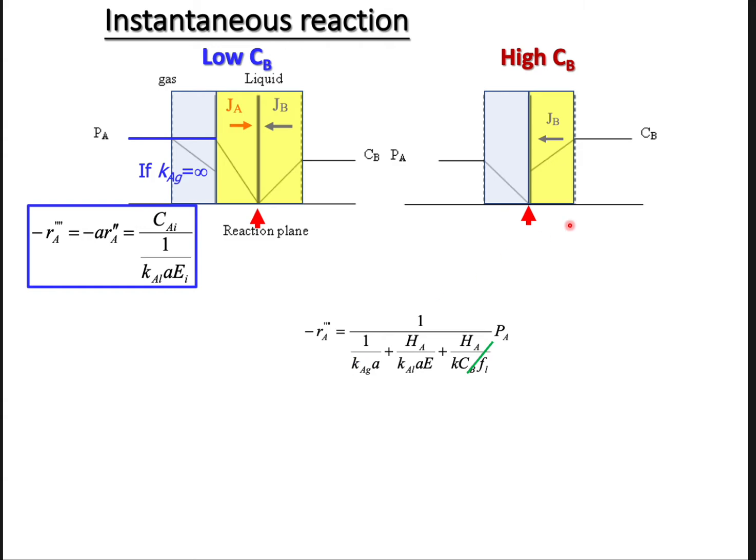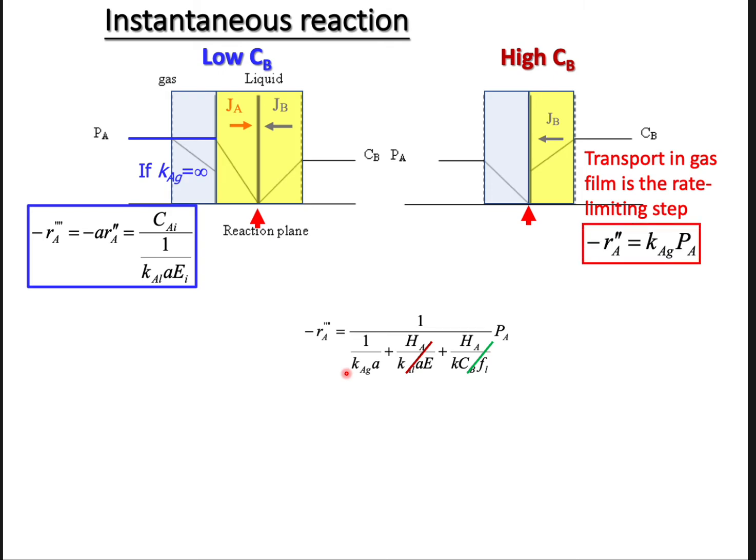And for the high CB cases, because we push the reaction plane to the interface of gas and liquid, the only thing we need to consider for the rate equation is the transport in the gas feed. A doesn't have a chance to get into the liquid feed, so we don't have the resistance for the liquid feed. So the only thing we have is the transport resistance in the gas feed. So we successfully write down the rate equation here for the high CB case.